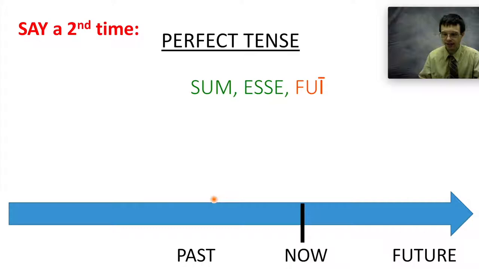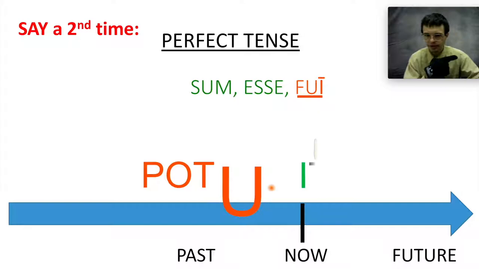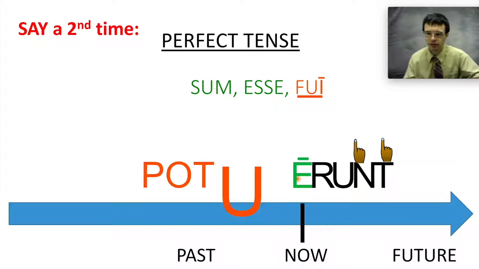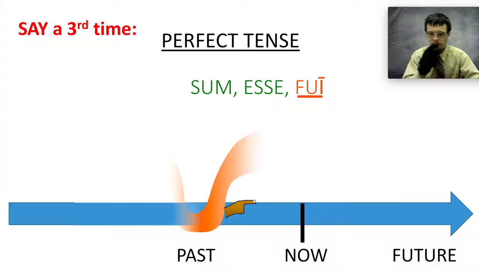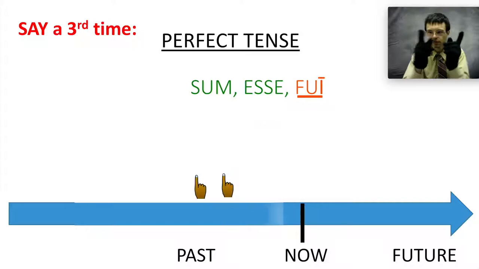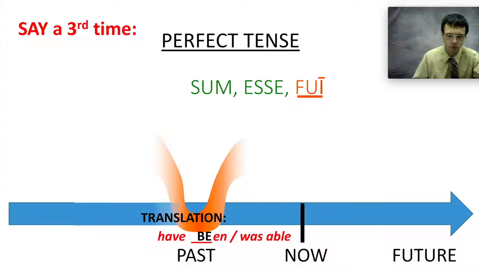All right, say it a second time. Potui, potuisti, potuit, potuimus, potuistis, potuerunt. And say it a third time from memory. Good. And the translation has or have been or was or were able.